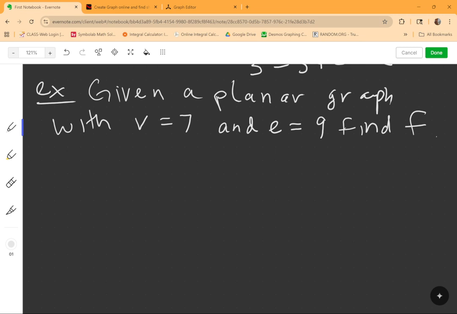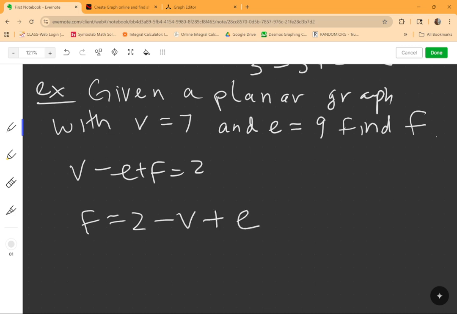So using the formula, right? We have the formula V minus E plus F is equal to 2, right? Well, that means that since it is an equation, F is 2 minus V plus E. Okay, and so that means that the faces must be 2 minus 7 plus 9 here, which gives me a total of 4. So it must have 4 faces.